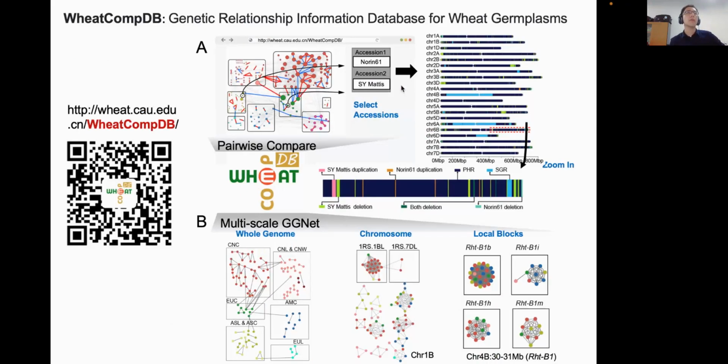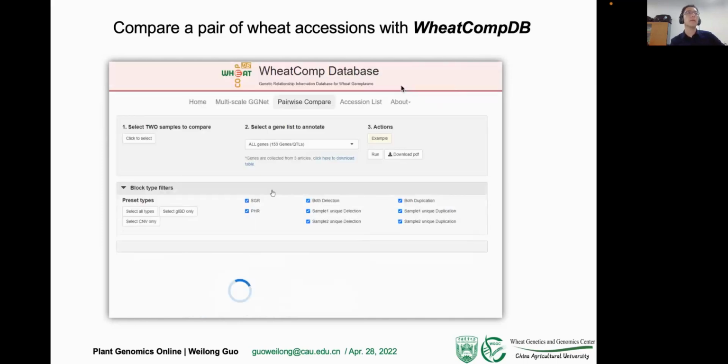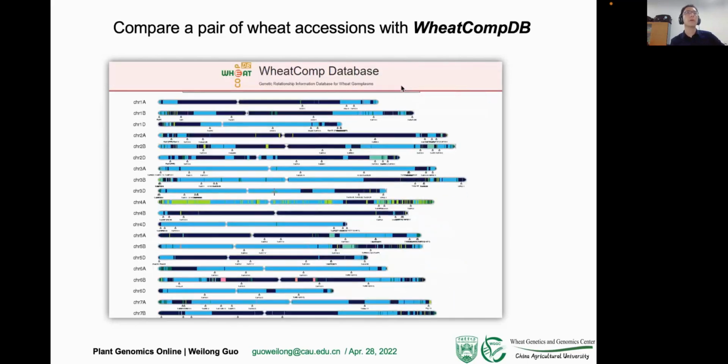Thus, utilizing ggComp, we were able to compare any pair of accessions to infer GIBDs without prior information on recorded pedigree. And we can construct a multiple-scale ggNet at the whole genome level, at the chromosome level, and at the local region level. We finally developed a database named WheatCompDB for presenting the genetic relationships of the wheat germplasm resources. Here's an animation example of using WheatCompDB to compare any accessions and to visualize the GIBD on the chromosome as annotated.